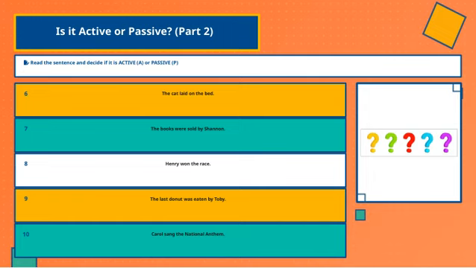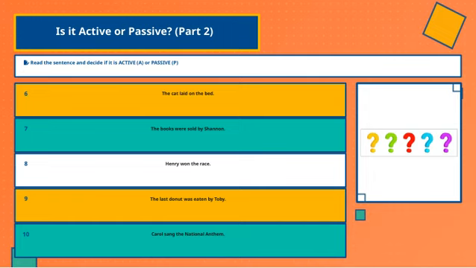Here, I want you to read the sentence carefully and decide if it's active or passive. Number 6, "the cat laid on the bed." This one is active because the subject, the cat, is doing the action directly, laying down. Next, number 7, "the books were sold by Shannon." Notice that here, the focus is on the books, which received the action. The person doing the selling, Shannon, is mentioned after the verb. That's a classic passive voice.